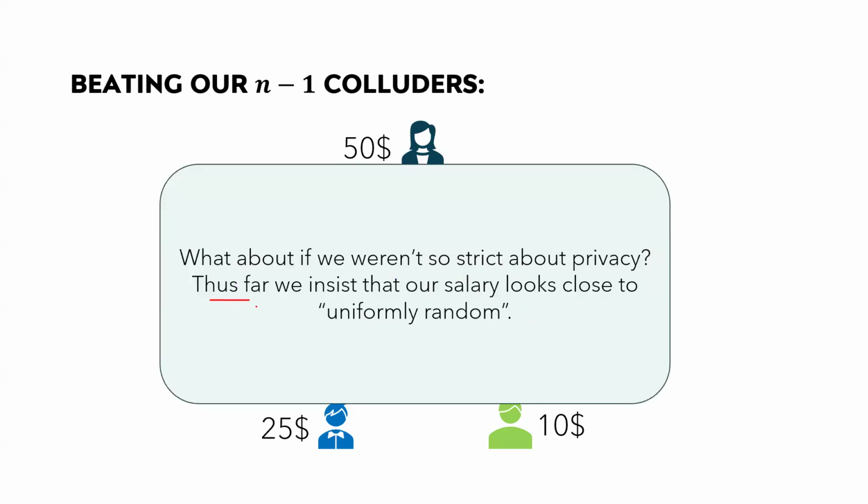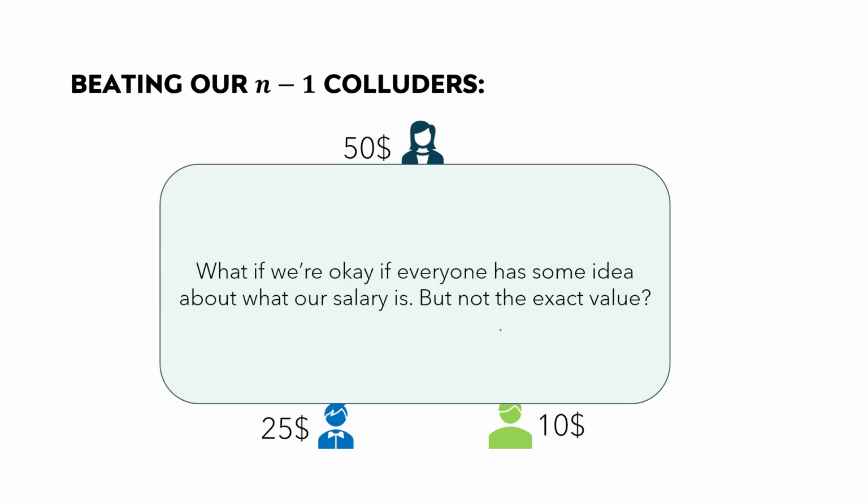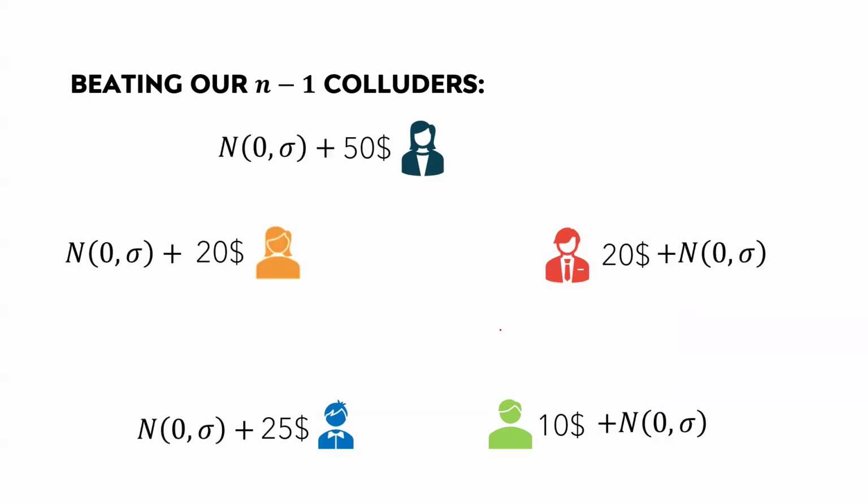So thus far, the solutions that I've shown you, you can tweak them to work for this whole uniformly random definition, which was definition one that I showed you. But what if we're okay if everyone has some idea of what our salary is, but not the exact value? So back to the plausible deniability idea. We're going to loosen our definition of privacy. And by the way, in crypto they do this as well. They have different definitions of privacy, and depending on the one that you pick, you have a different algorithm. So weaker, less stringent requirements probably mean that there is a more viable algorithm. So let's try seeing what happens.